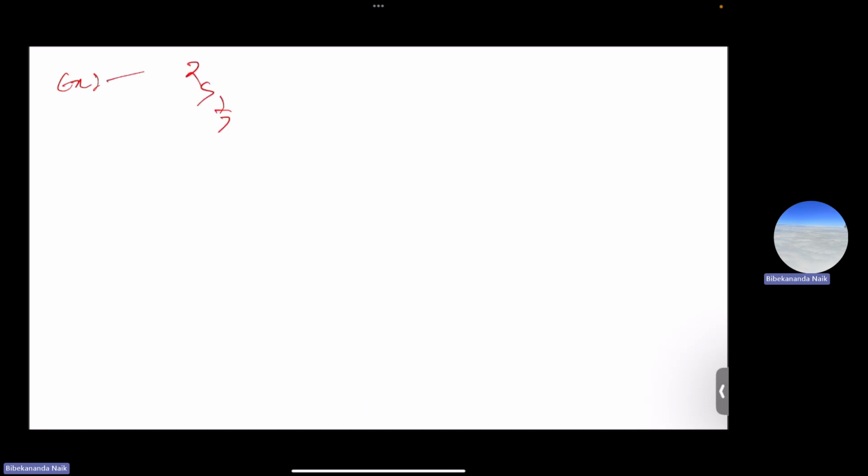2S half, so if we want to calculate the value of total magnetic moment, then we need the value of all the quantum numbers, that is s, l and j. So here s is half because 2s plus 1 is 2 here, and then for s, l is 0 and j is half, given here.